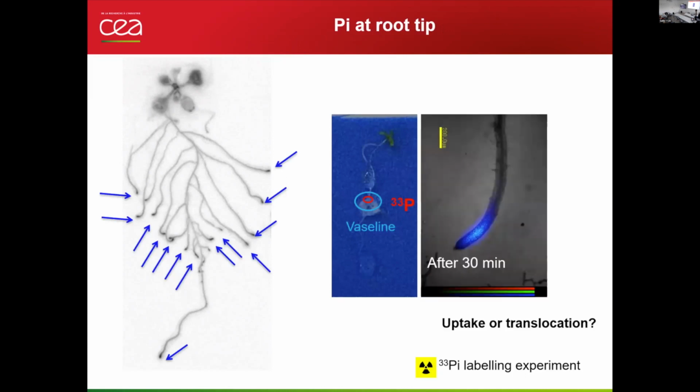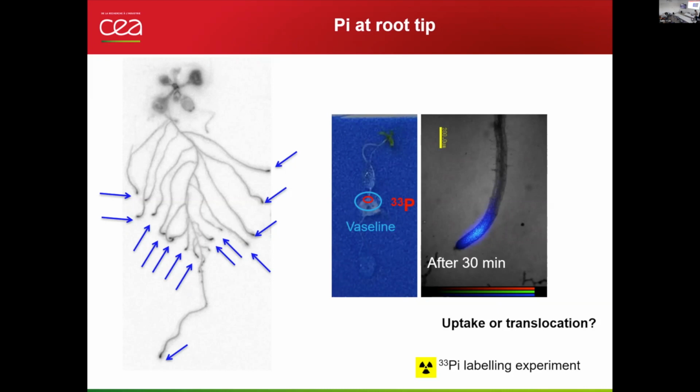And if you provide phosphate only at the middle of the root, very quickly, within 30 minutes, again, you find the root tips labeled. And the question is simple. Why is it labeled? Is it due to uptake at this level or translocation? Because I remind you that the growth of the root takes place at the root tips where there is a meristem. So it's normal, you need phosphorus to make DNA and cell replication.